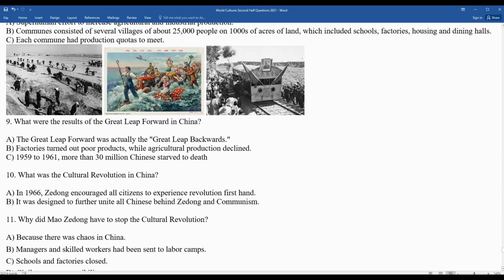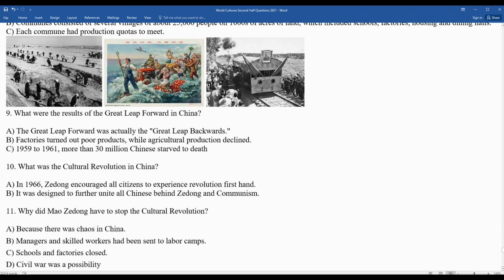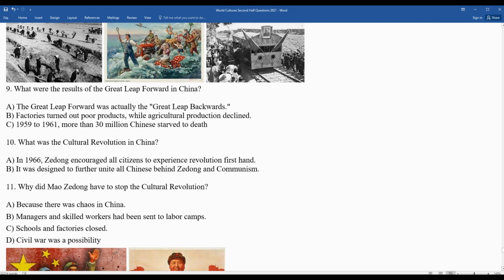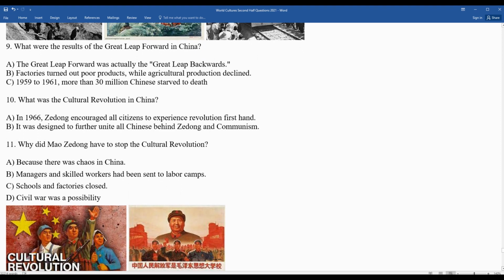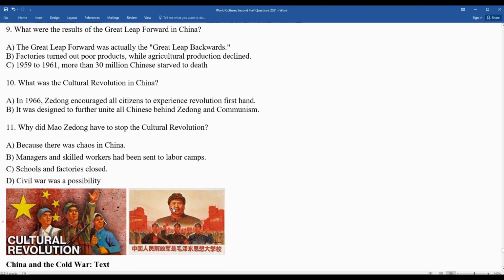There was chaos in China, and managers and skilled workers had been sent to labor camps, schools and factories closed, and civil war was a possibility. You see some images here once again. Propaganda poster, Mao Zedong, godlike figure, Cultural Revolution poster on the left side there, kind of motivating everybody behind the idea of supporting Chinese communism and Mao Zedong.